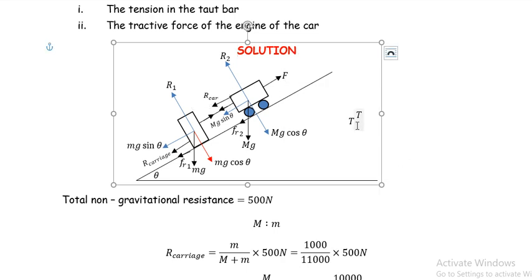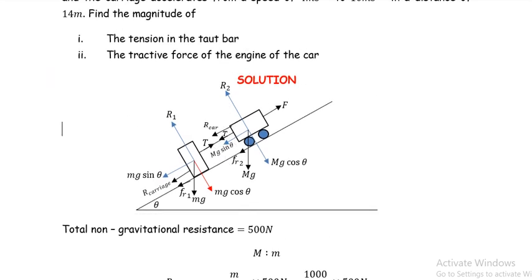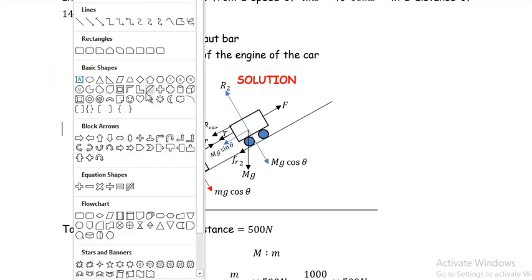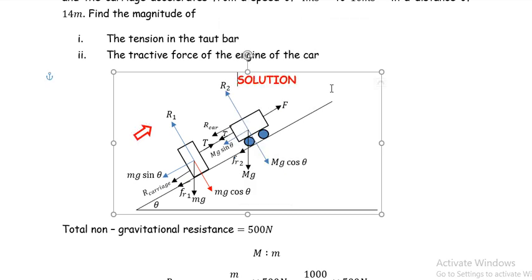Now all we need to do is apply Newton's second law of motion, precisely along the inclined slope, because we have to apply the law in a given direction. All right, so let me indicate the direction of motion. The car is pulling the carriage up the inclined slope. So this is the direction of motion, up the inclined slope. That is actually the direction of the acceleration. Okay, so I think with this we are now good to go.